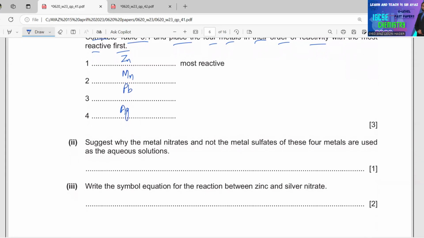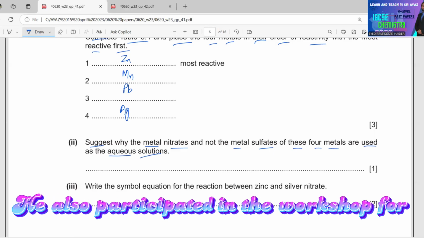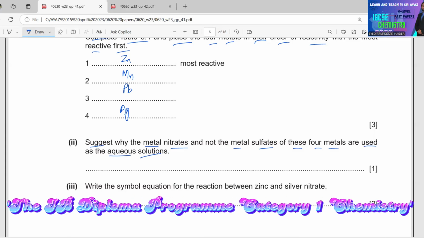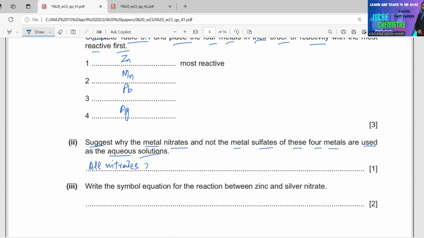According to this table. Suggest why the metal nitrates and not the metal sulfates of these four metals are used as the aqueous solutions. Definitely all nitrates are soluble, but sulfate is insoluble. We'll write all nitrates are soluble.